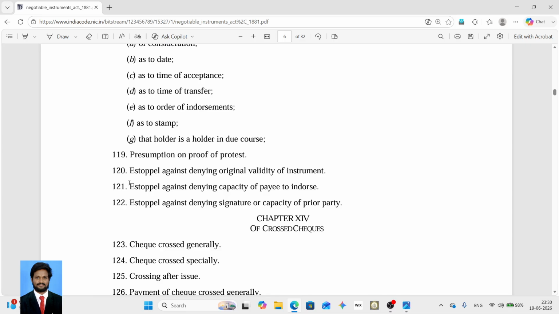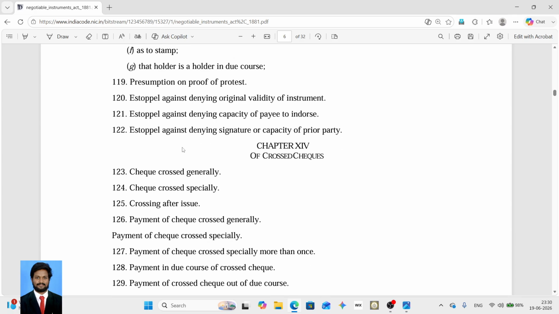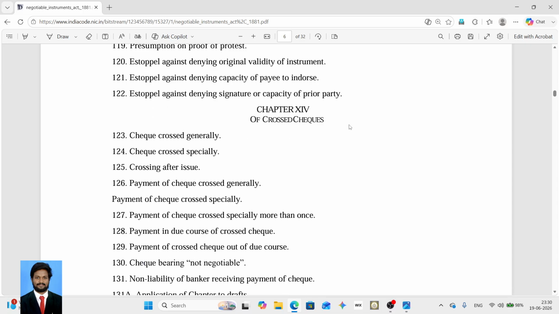120 estoppel against denying original validity of instrument. 121 estoppel against denying capacity of payee to endorse. 122 estoppel against denying signature or capacity of prior party. Then chapter 14 of crossed checks.